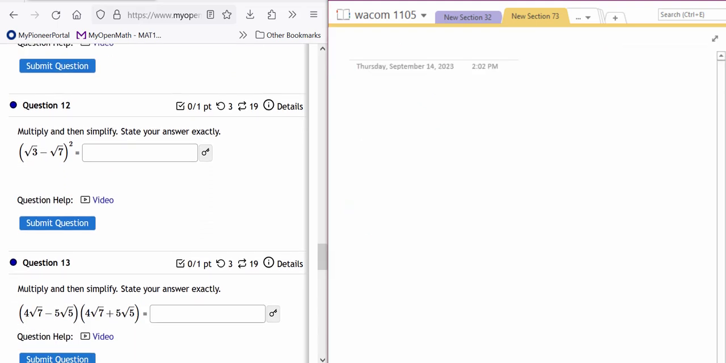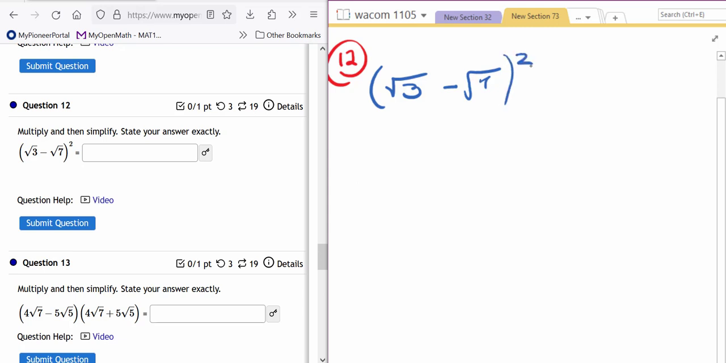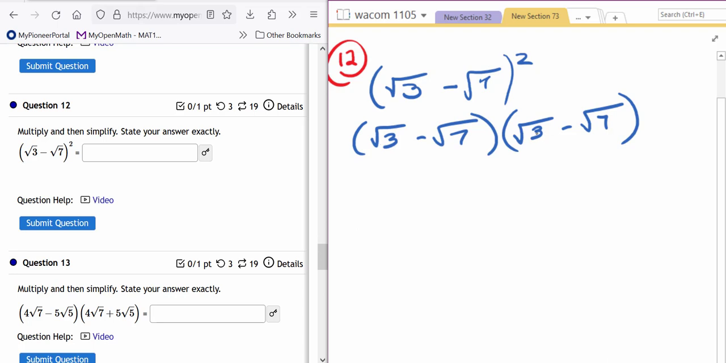All right, question 12. Basically here, remember to write it twice and do FOIL. All right, so I would write it 2 times and do the FOIL. You are squaring a binomial. So first times, it's just going to remove the radical. Give you a plain old 3.